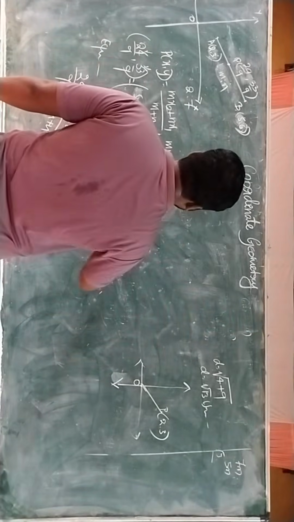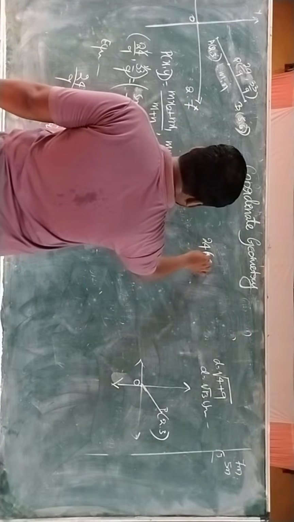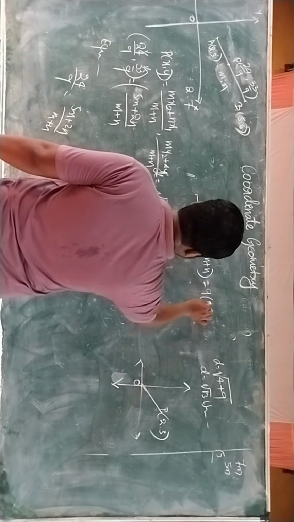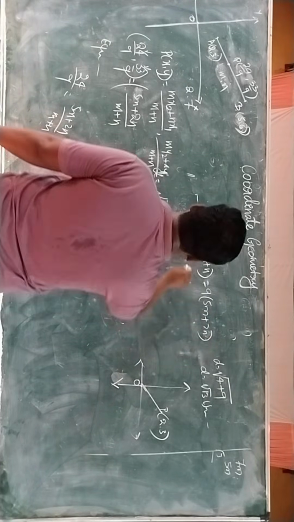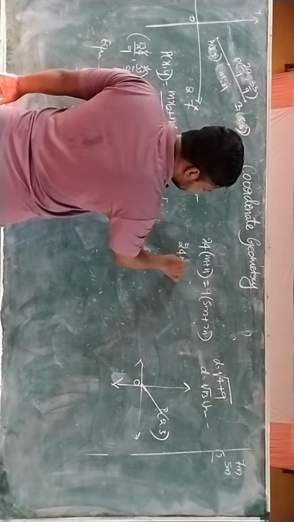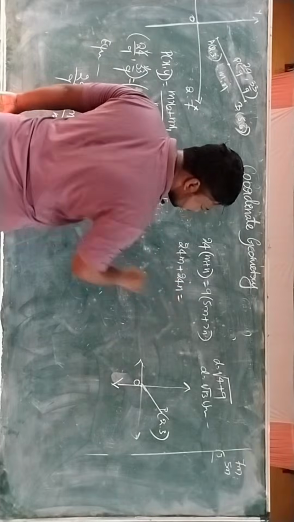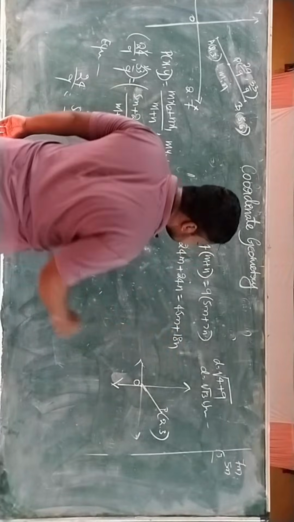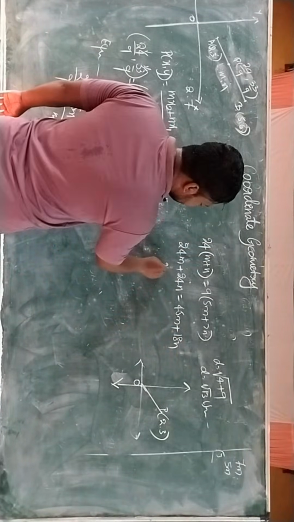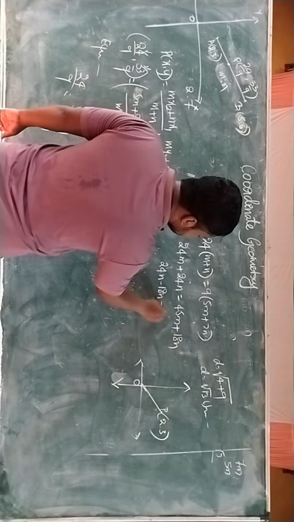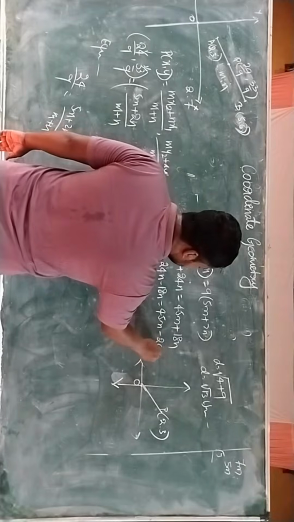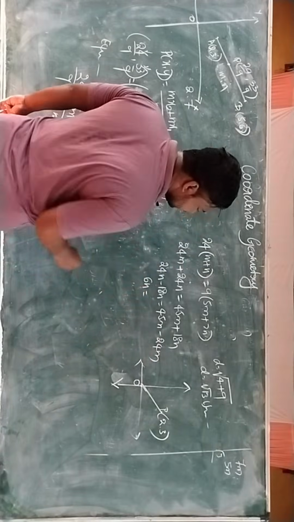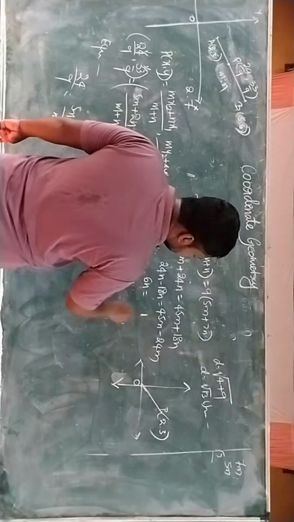Cross multiplication. 24 into bracket m plus n is equal to 9 into bracket 5m plus 2n. 24m plus 24n is equal to 9 5s are 45m plus 9 2s are 18n. n one side, m one side. So 24n minus 18n is equal to 45m minus 24m. 24 minus 18, 6n is equal to 5 minus 4, 1.